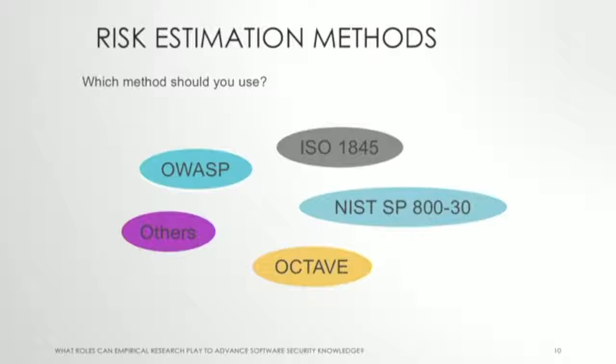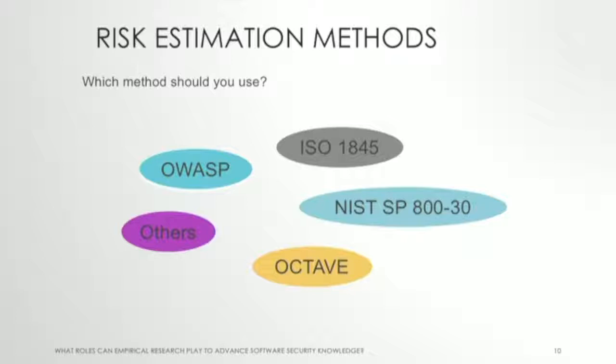As I talked before, for threat modeling, we have many methods, and that's great because we have different perspectives on things. We also have different methods for risk estimation. OWASP came with their own factors for risk estimation. ISO 18045 has its own factors, among other things in that standard. NIST 800-30 also has its own risk estimation, and OCTAVE 2 has its own estimation method.